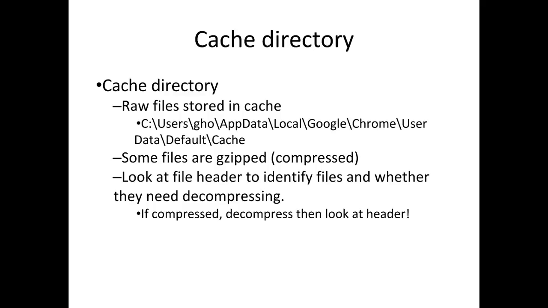The cache directory for Chrome happens to be stored. Some files are compressed. It may be you need to look at the header in order to identify what the files are and whether or not they need decompressing. And if they're compressed, it may be that the header gives you an idea about what compression algorithm is being used, which enables you to decompress them.